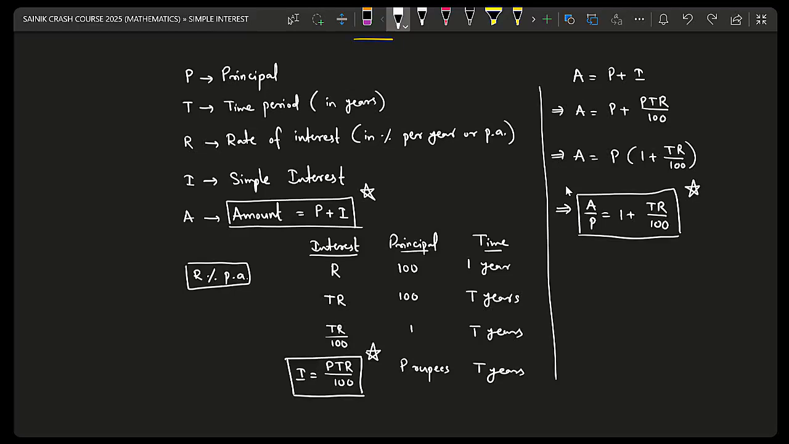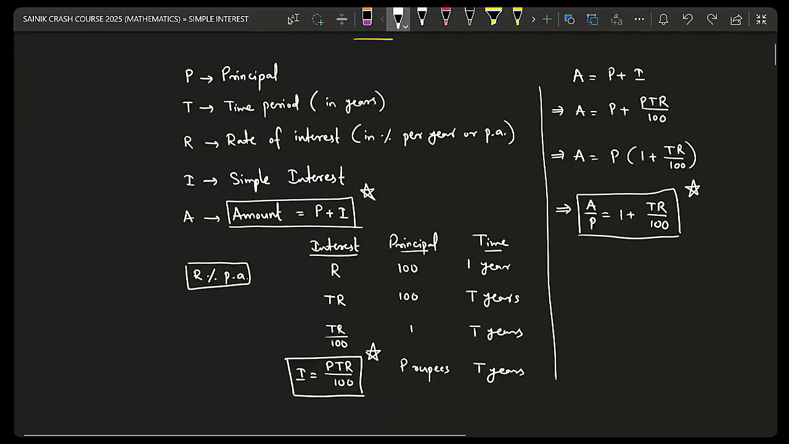So in this chapter, you need to remember three formulas. One is amount is equal to principal plus interest, and interest is PTR by 100, and A by P is equal to 1 plus TR by 100. Okay, Bhuvana, I hope you understood your doubt now. Yes, sir. Okay, Mayuk, what's your doubt?